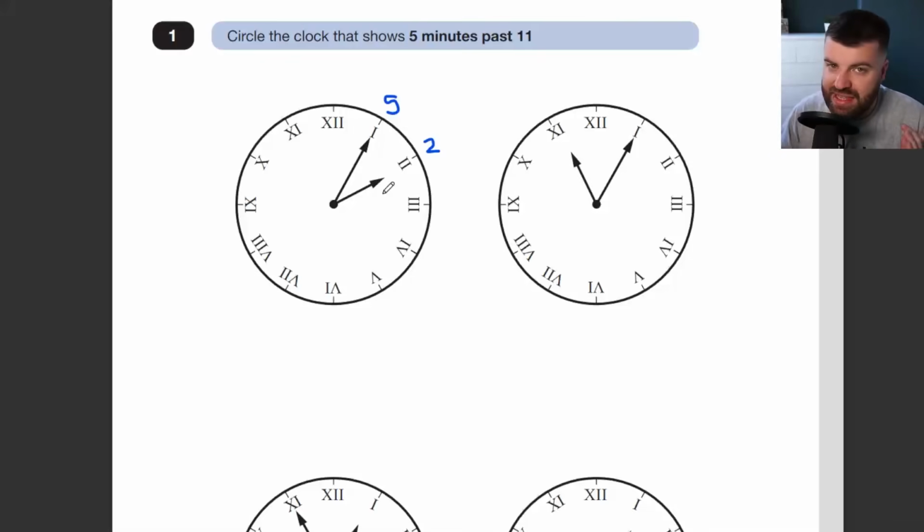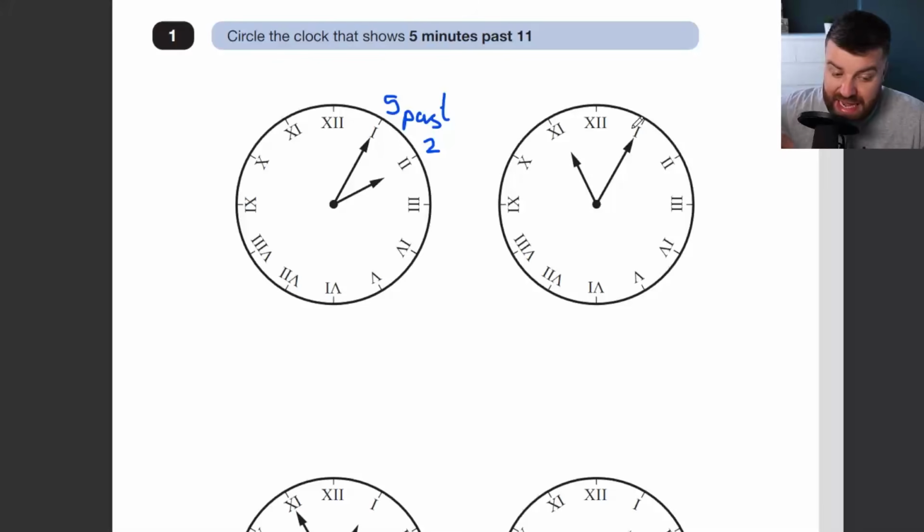Now, the tricky thing here is obviously we need to convert the 1s and 2s in Roman numerals, but we also need to know that when it's minutes, we're counting up in 5s. When it's hours, we're just counting normally in 1s. So this here is 5 past 2. That doesn't work, obviously, so we can get rid of that as an answer.